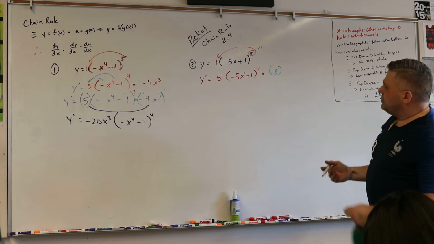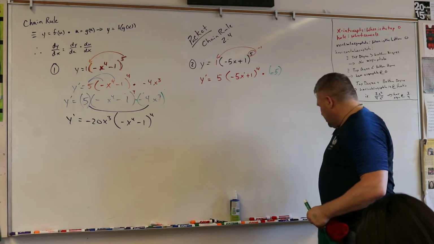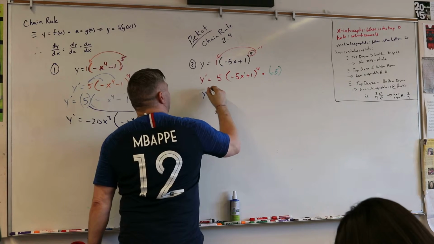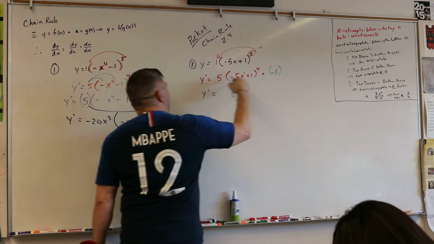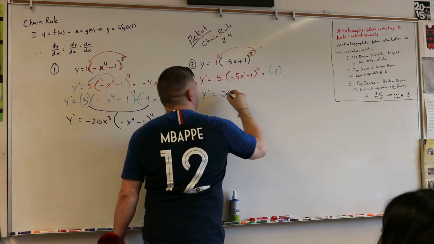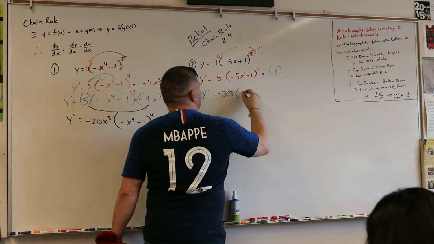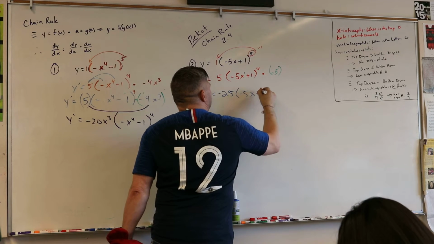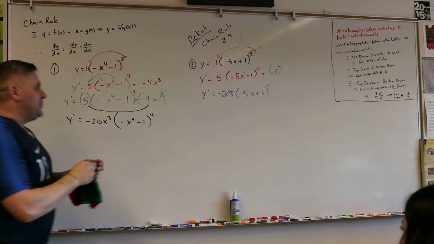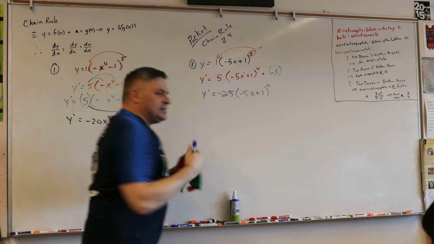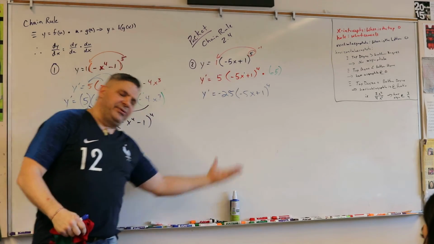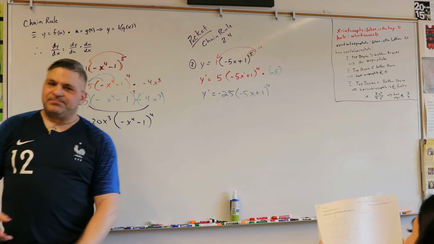And then we clean it up a little bit, and we have y prime is equal to negative 5 times 5, which is 25, negative, times negative 5x plus 1 to the fourth. And we can't multiply the 25 within, because like we talked about before, then that would be 25 times 25 times 25 times 25 instead of just 25 times it. So there you go.